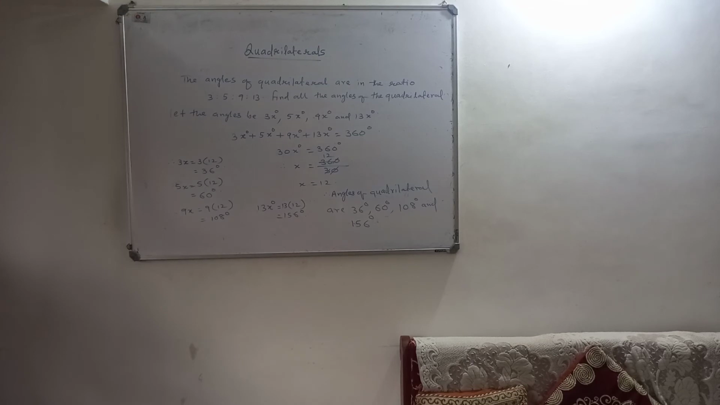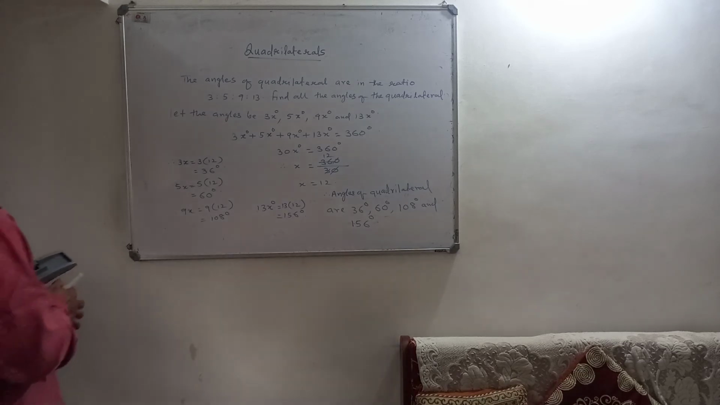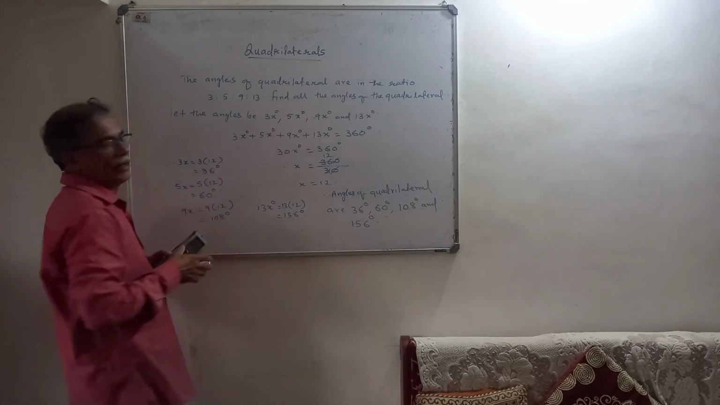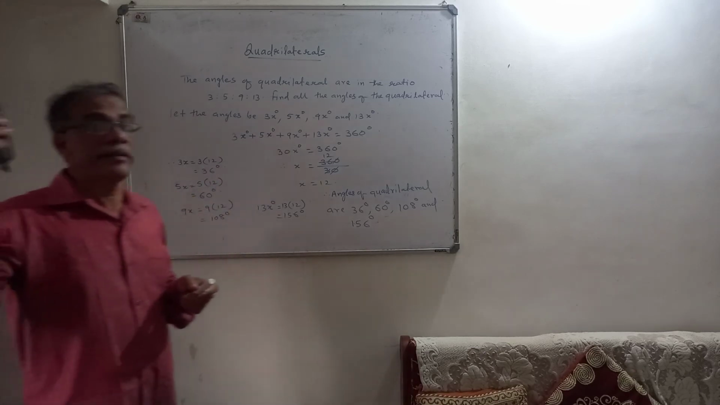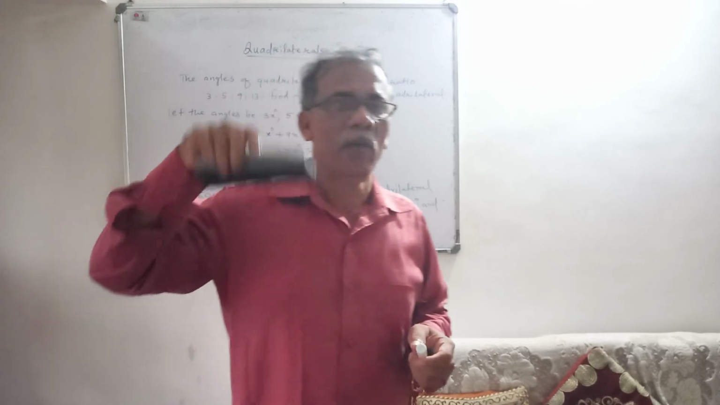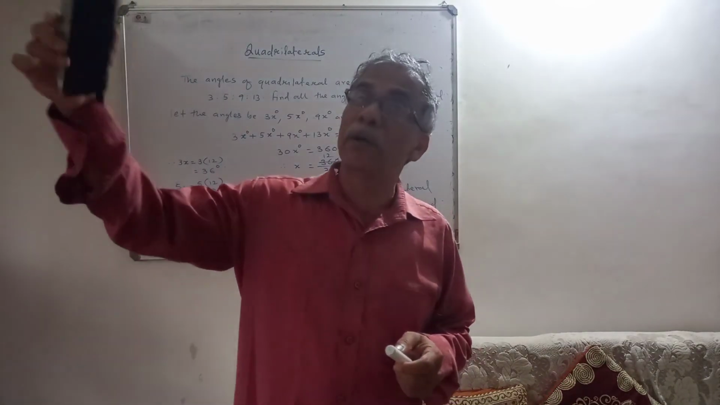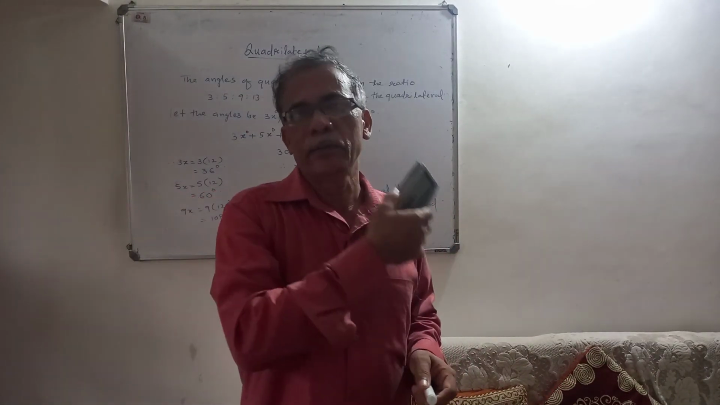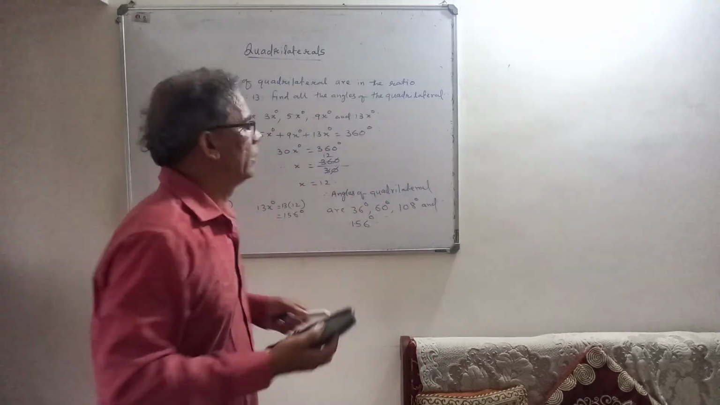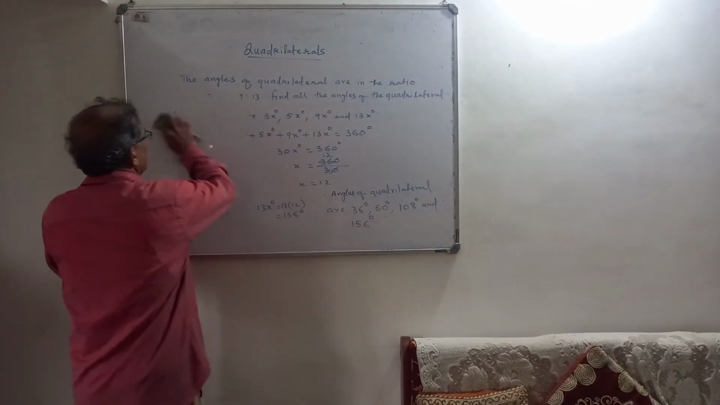So that is how, if the ratio of the angles is given, you can find the degree measure of each angle. You only have to use the angle sum property. What is that? The sum of all 4 angles is equal to 360. Just as in the case of a triangle, we write the sum of all 3 angles is equal to 180. That is the equation. Here the sum of 4 angles is equal to 360. Okay.